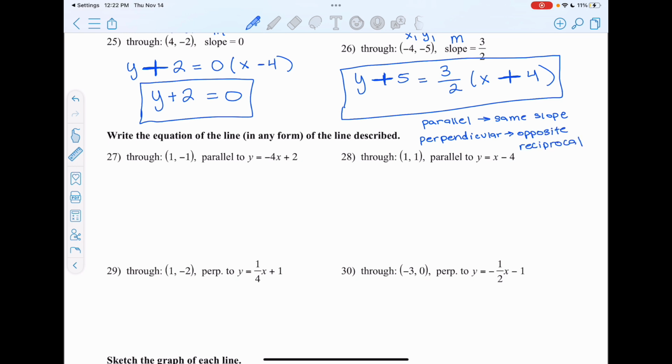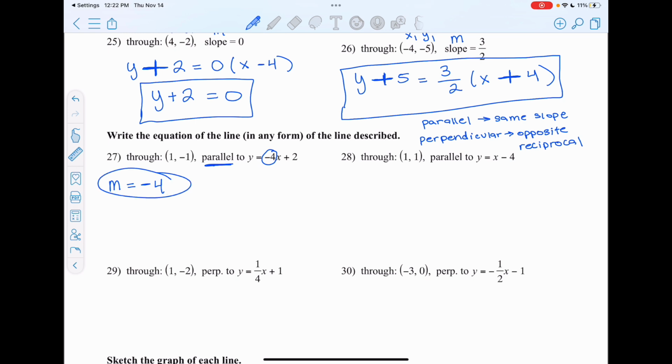So in 27, it says that we need a line that goes through 1, negative 1, and is parallel to y equals negative 4x plus 2. The slope of the line that they gave me is negative 4. And since they want a line that's parallel to this one, I know that parallel lines have the same slope. So my new line will also have a slope of negative 4.